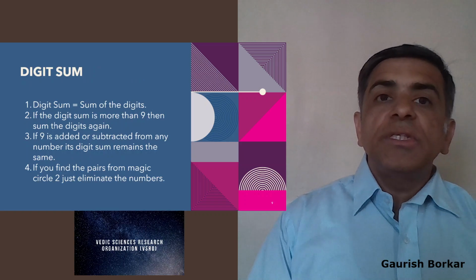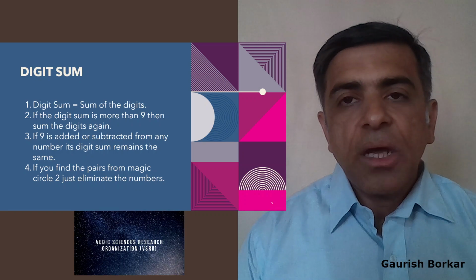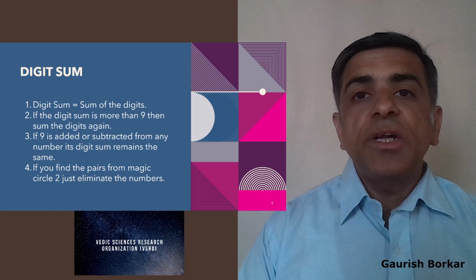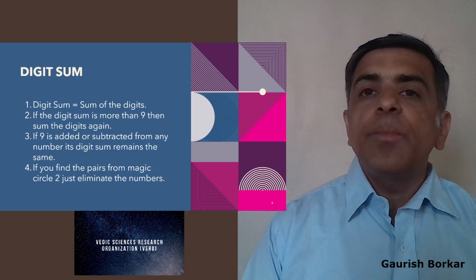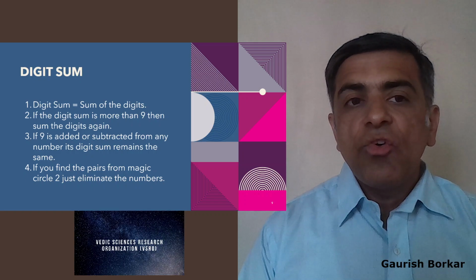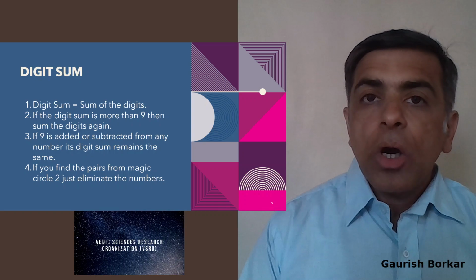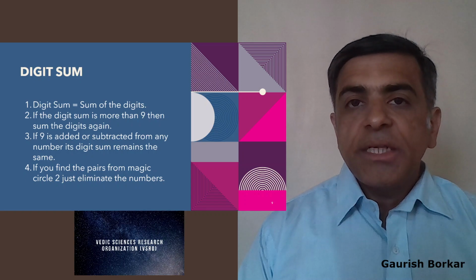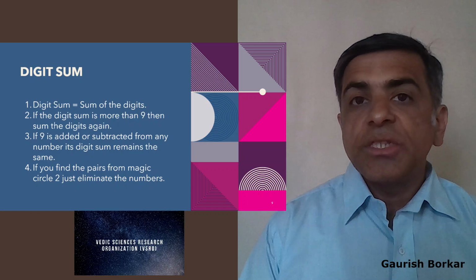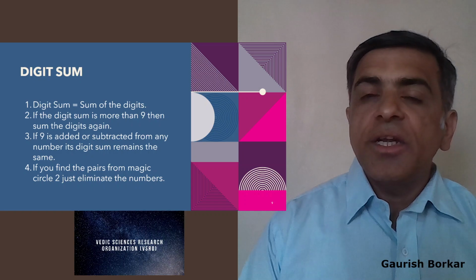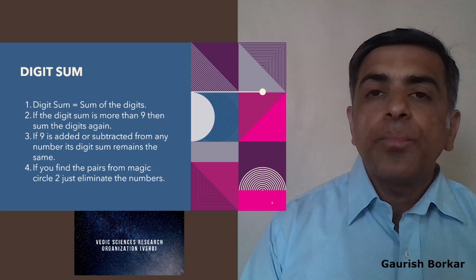The digit sum. The digit sum is a concept where magic circle number 2 would be applicable. Digit sum is nothing but the sum of the digits in any number. For example, the digit sum of 13 would be 1 plus 3, that is 4. If we add 9 to any number or subtract 9 from any number, its digit sum remains the same. For example, the digit sum of 10 is 1 plus 0, that is 1. And the digit sum of 19 would be 1 plus 9, 10, and again 1 plus 0, so 1.